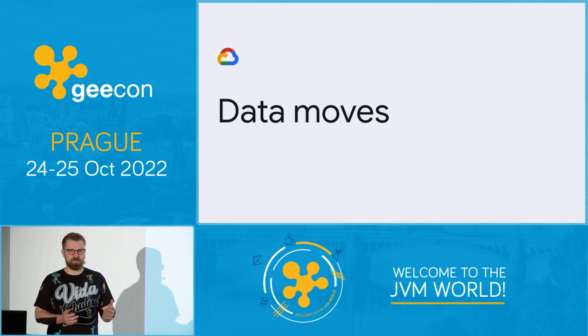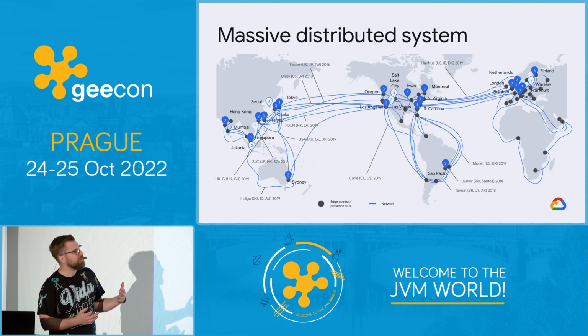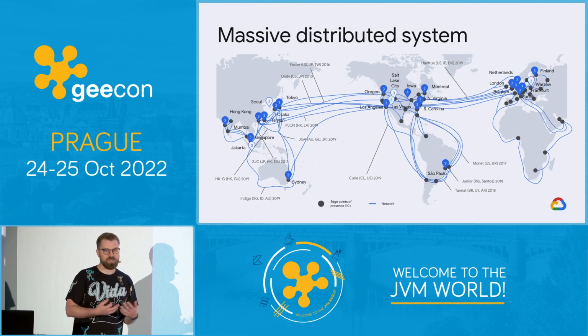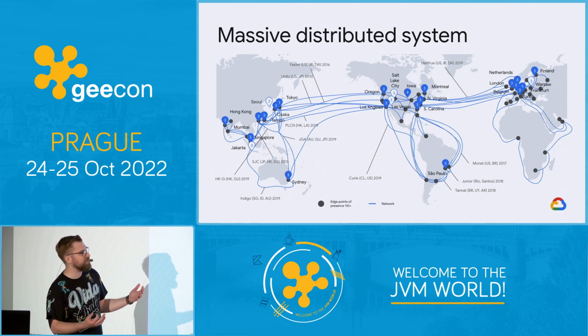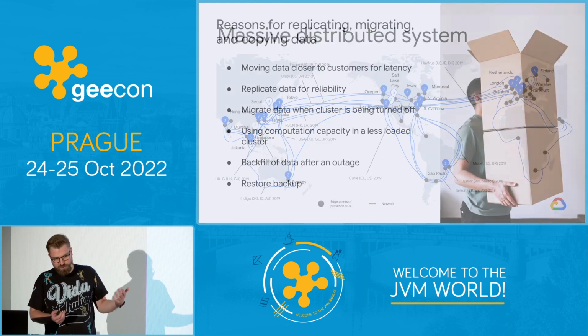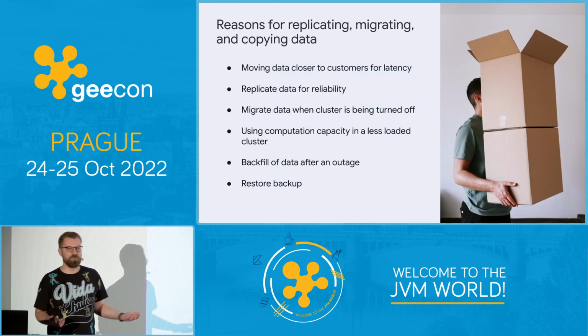But we actually move a lot of data. You can look at Google as a gigantic distributed system, where you have dozens of clusters which are interconnected, and data that flows between these. And the first question is, why? Why do we need to copy that much data? Why do we need to move it all the time?